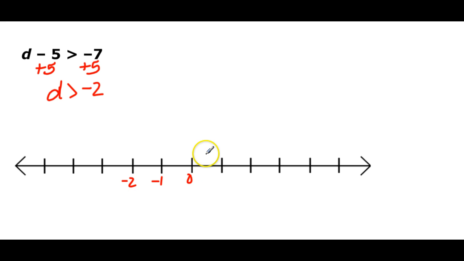You'll notice on the number line, positive numbers are on the right, negative numbers are on the left. Let's circle this. d is greater than negative 2. It goes this way. Go back and check. Do I close this in? No, I do not. Okay?